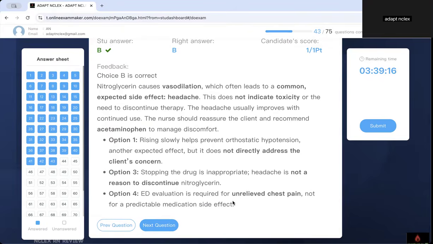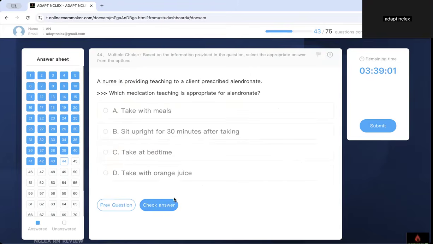And this is a long explanation. You can take a picture and see what I'm trying to say, but this is the easy way I do it for Adapt NCLEX QBank, and these are the questions I usually create as I think about the clinical aspect of it. And this is teaching provided to a client prescribed alendronate. What do you think? This is a bisphosphonate. Which medication teaching is appropriate for alendronate?